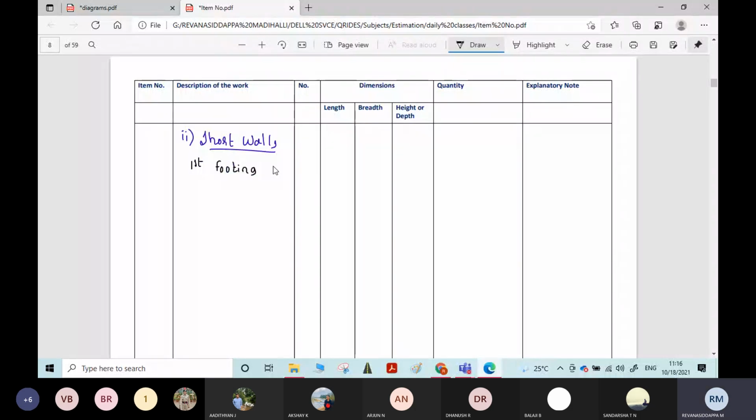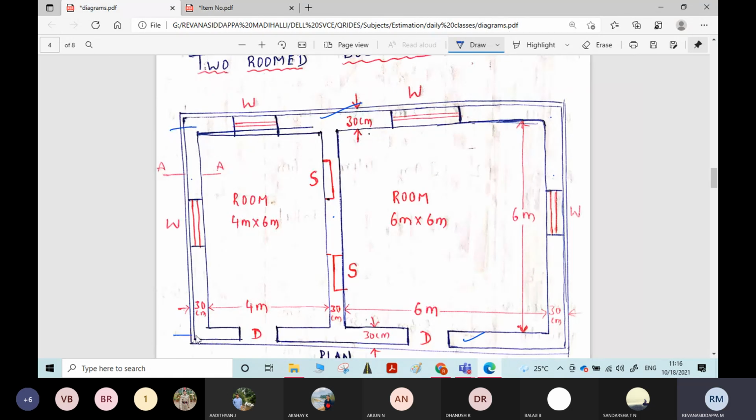For that, you calculate the length for the first footing. You know the center to center length of the short wall. How much is it? I think it is 6.3 meter.